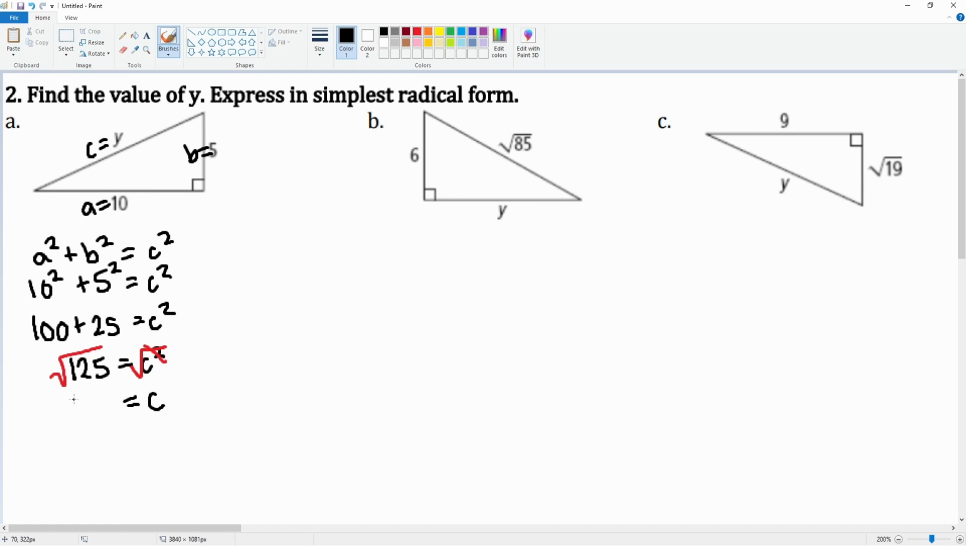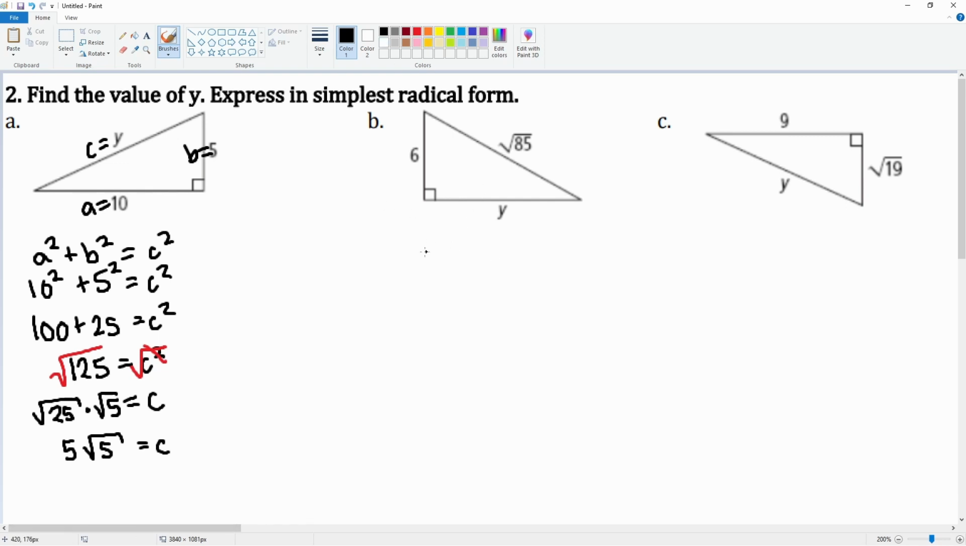But radical 125 can be broken down into radical 25 times radical 5. We do this because the square root of 25 can be broken down into just the number 5, and then we bring down that radical 5. That is equal to c, and that would be the final answer. c is the value of 5 radical 5.